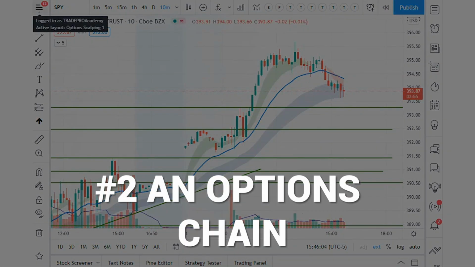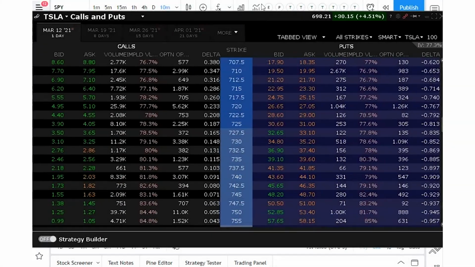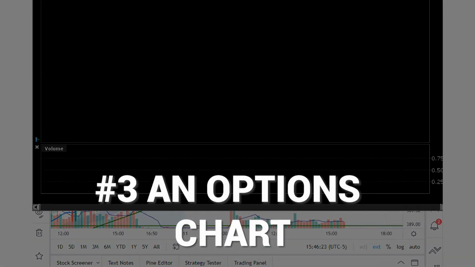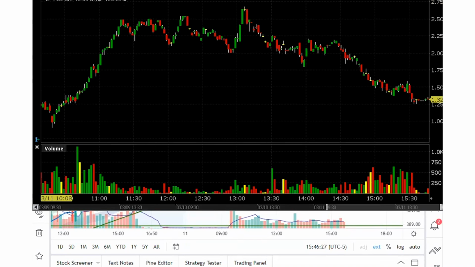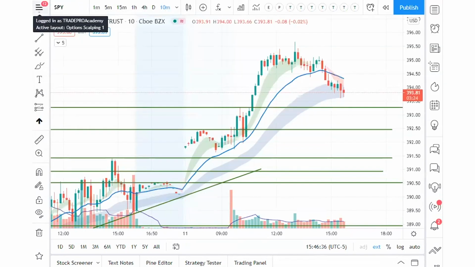You will need an options chain, right? This is my Interactive Brokers options chain. You can see it's on Tesla right now, but we'll change it to the SPY. And what I do like as well is an options chart. So an options chart of the actual option. So this would be the SPY on a 1-day expiry, and it tells you what the option's price is. So we're going to go through all of those and we're going to break it down.